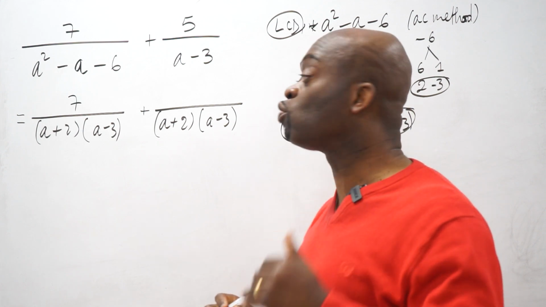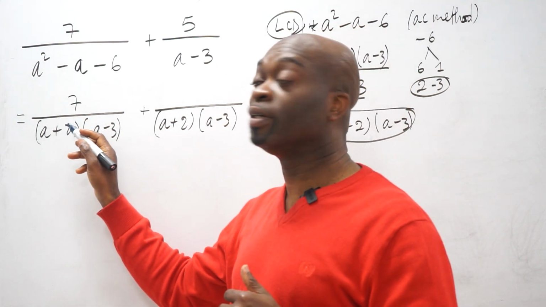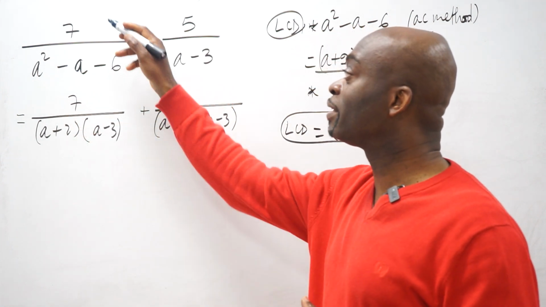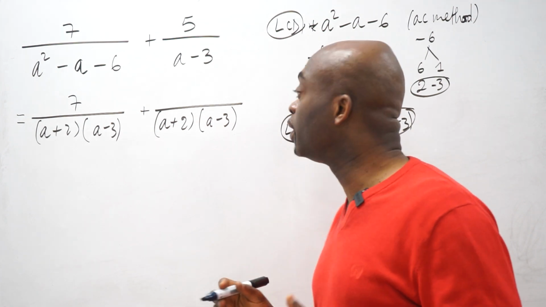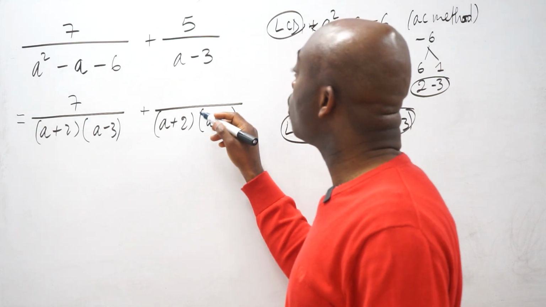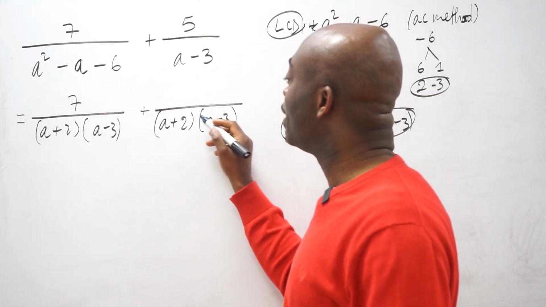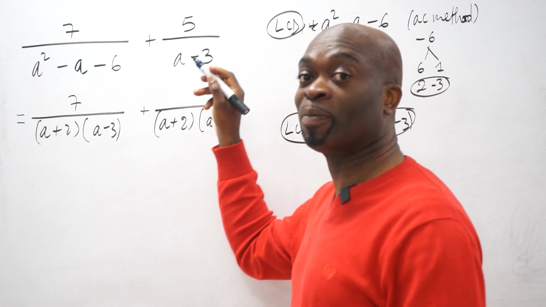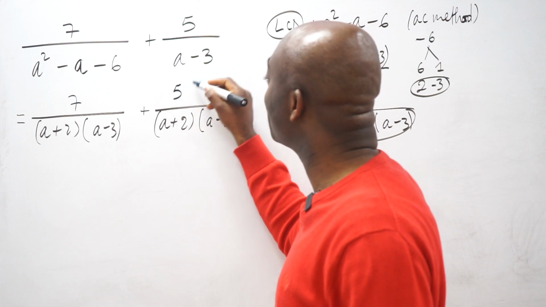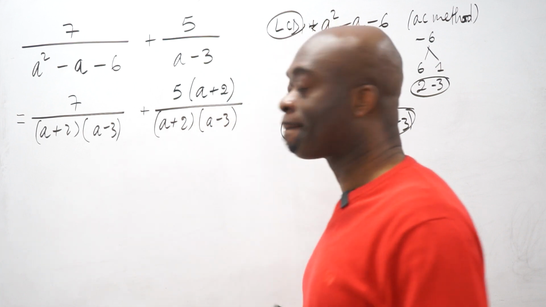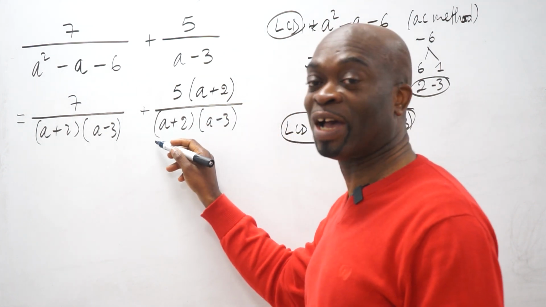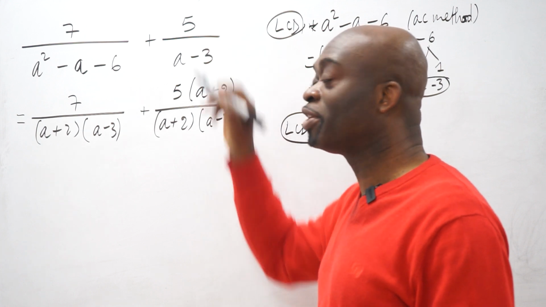Nothing is going to change. You only make changes when the lowest common denominator has more than the original denominator. Then you have to make an adjustment to the numerators as well. So we have a plus 2 times a minus 3. What is missing here? We see that we have a plus 2 here, but no a plus 2 here. Automatically, ladies and gentlemen, don't blink twice. What you have to do is take the 5 and multiply by a plus 2. If you simplify a plus 2 and a plus 2, what do you have left? 5 over a minus 3, which is the original problem.